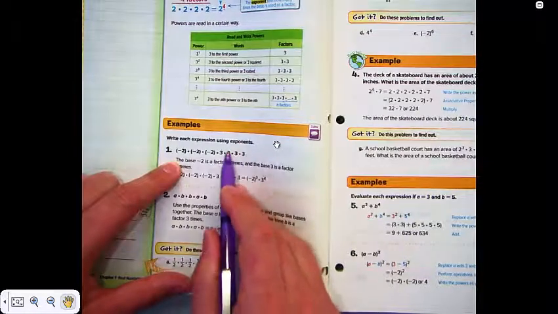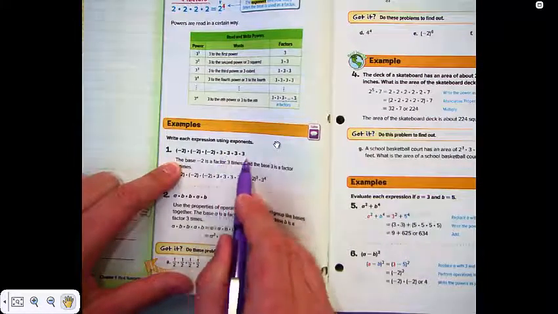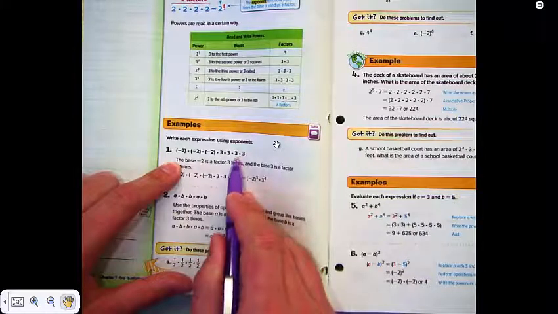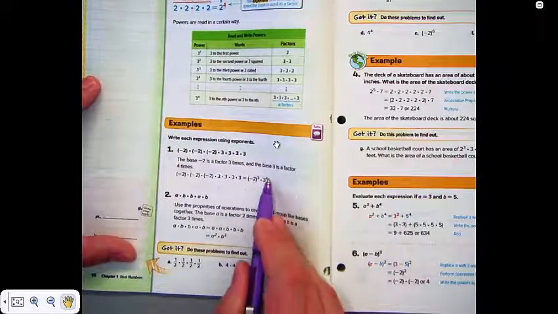But there's this other part here. We have a base of 3 being multiplied together. How many times? 4 times. So that's where we get 3 to the fourth power.